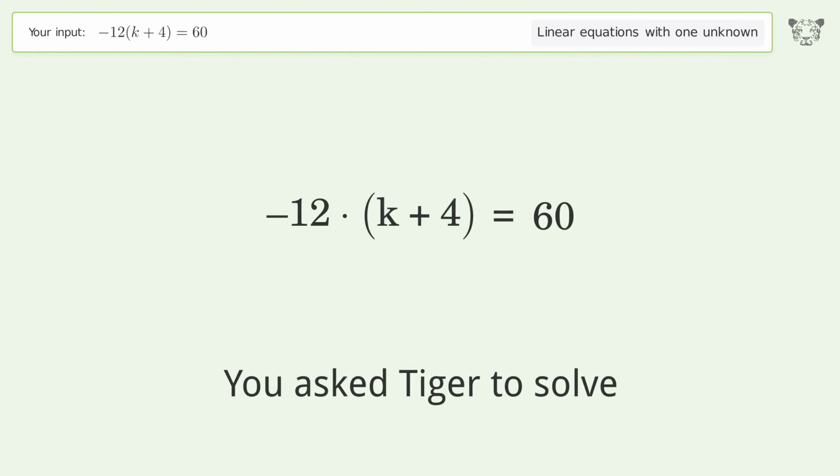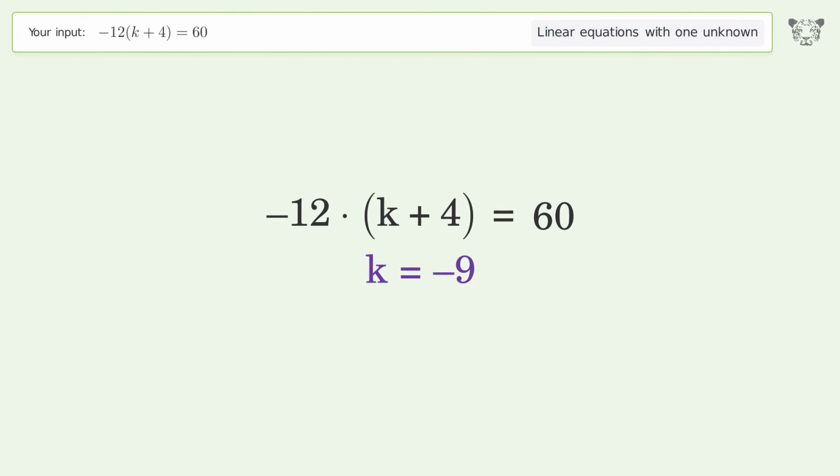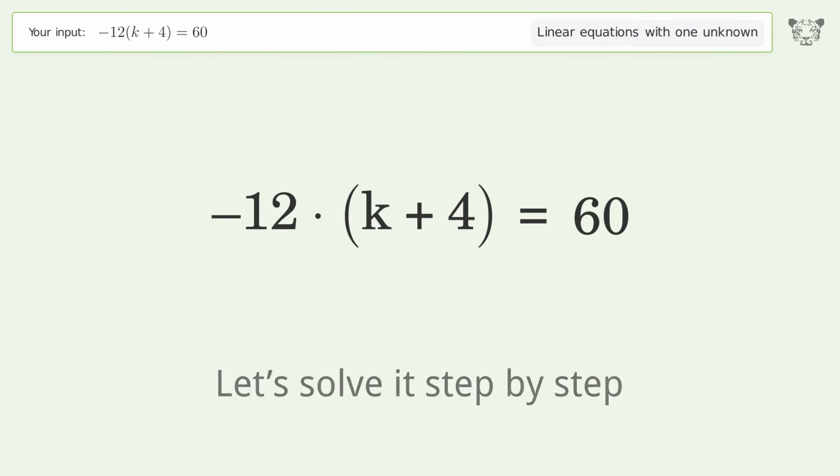You asked Tiger to solve this. This deals with linear equations with one unknown. The final result is k equals -9. Let's solve it step by step.